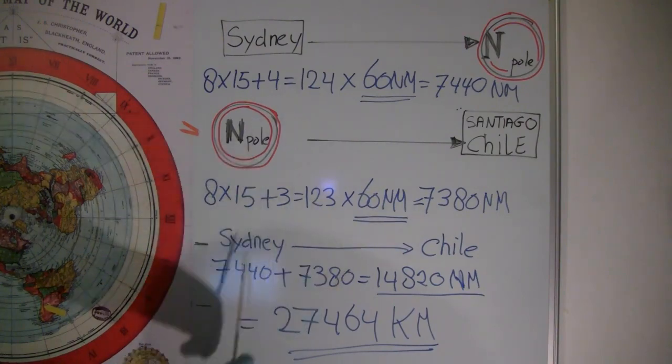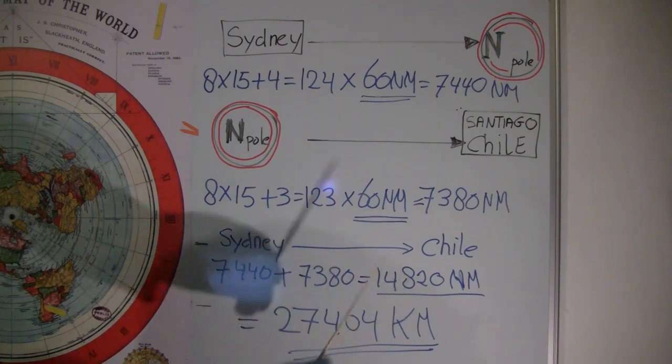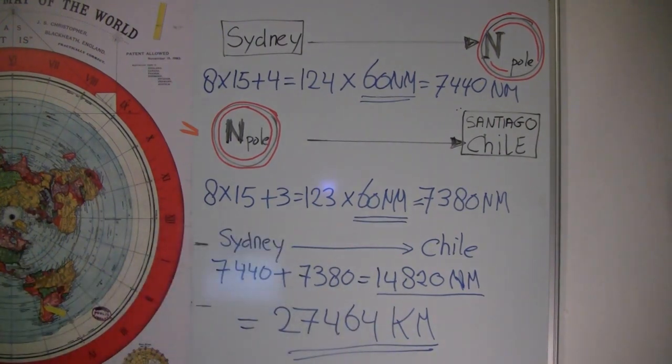7,440, that's the distance from Sydney to the North Pole, plus the distance from the North Pole to Santiago de Chile, and that makes a total of 40,820 nautical miles, and that's 27,464 kilometers.